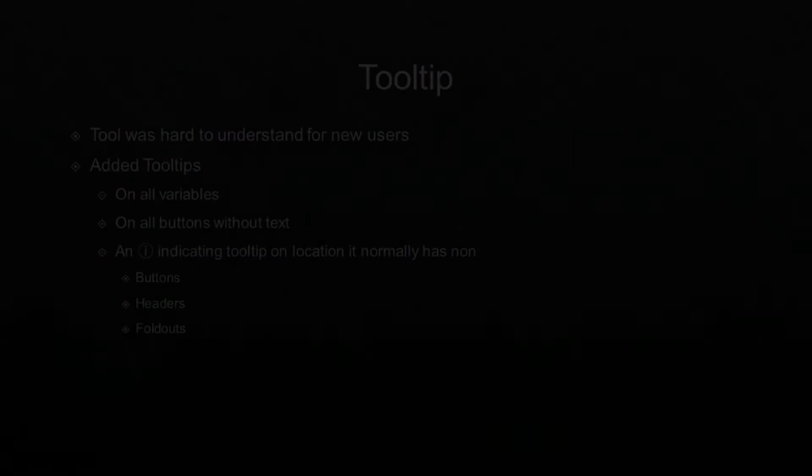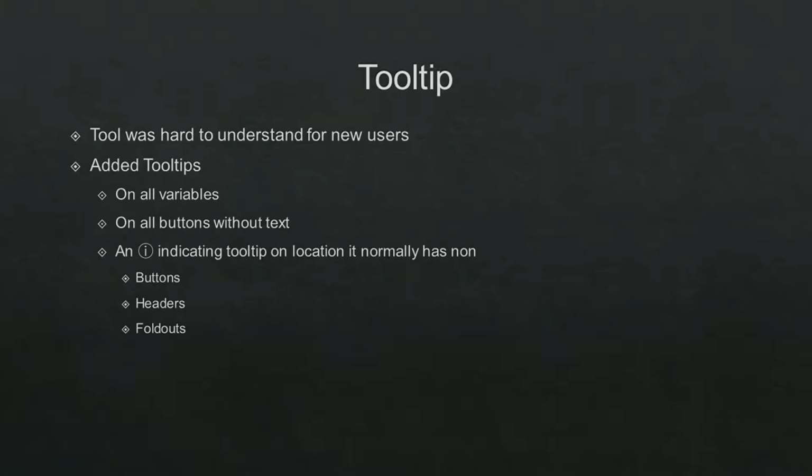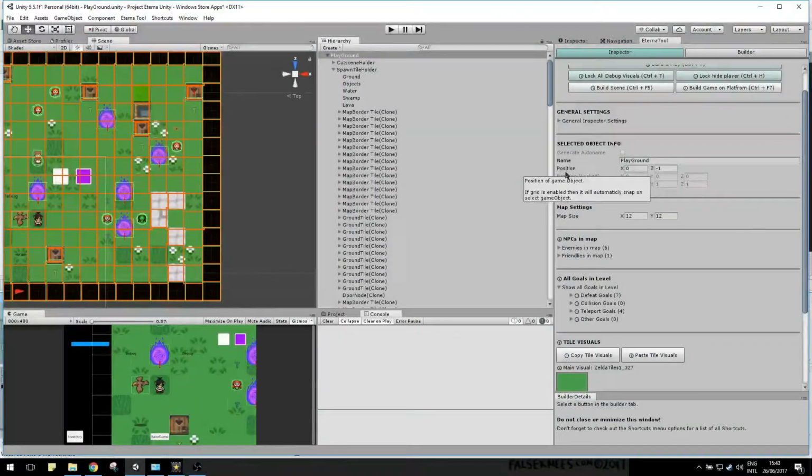This section will be about tool UI and tool feedback. One of the major problems was that the users did not understand the variables and settings they could alter, so I added tooltips. In the tool, every variable and button without text has a tooltip. If needed, I also added tooltips at other locations that generally don't have tooltips, like headers and foldouts.